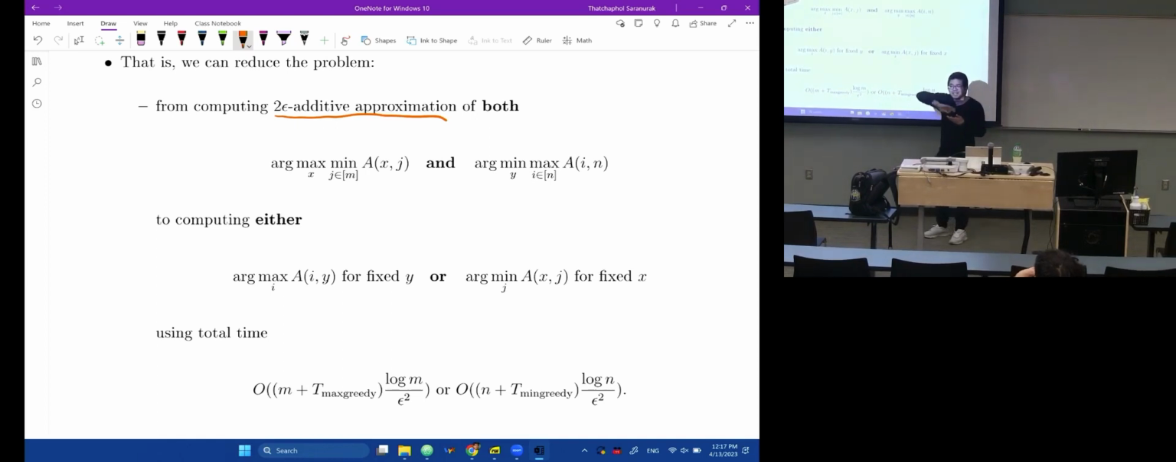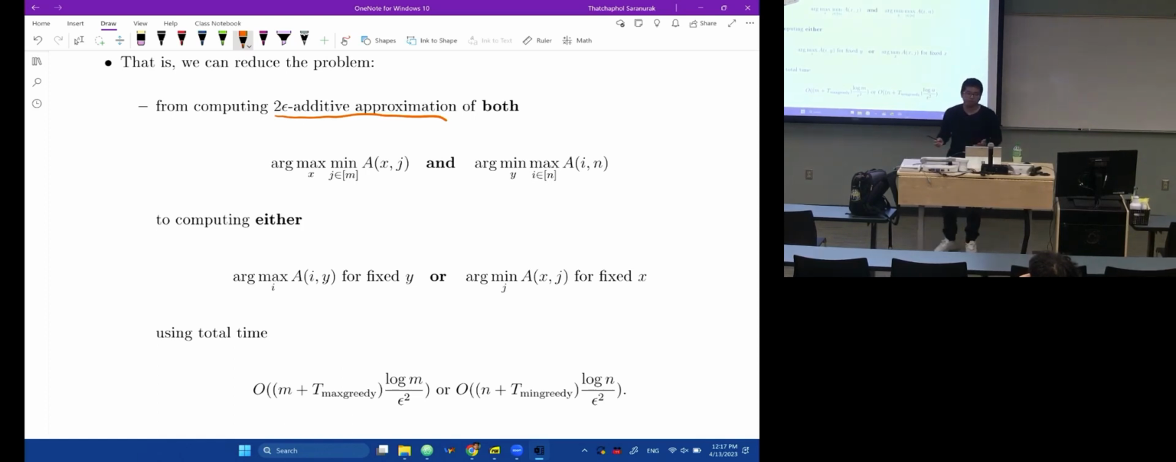Or if you use the other algorithm, min greedy, in each round you just need to solve this problem where you fix x, the distribution over rows, and you find the best column according to x. So you reduce the problem of solving two things to one of the things that you can choose. Whether you think finding max is easier or finding min is easier, just solving one of them, you get both.